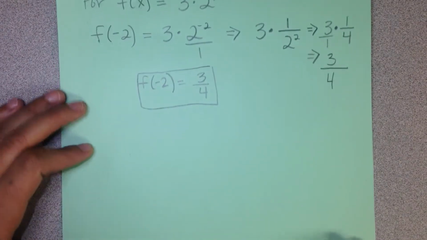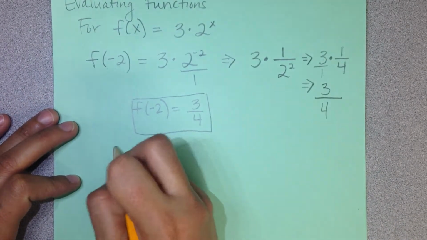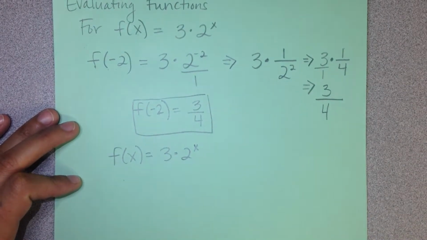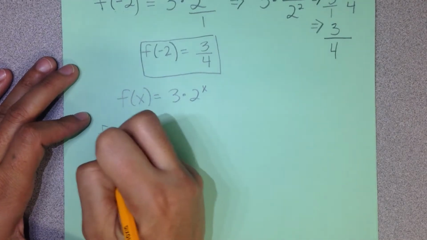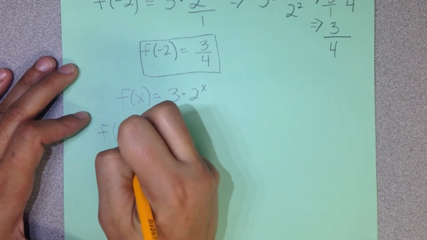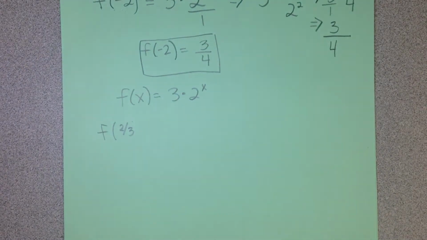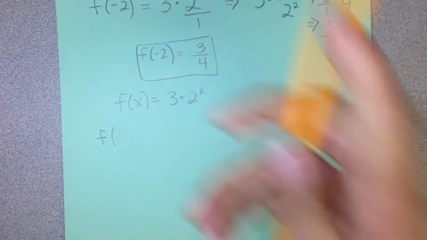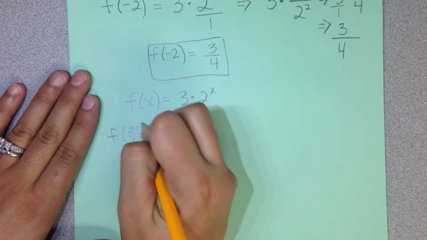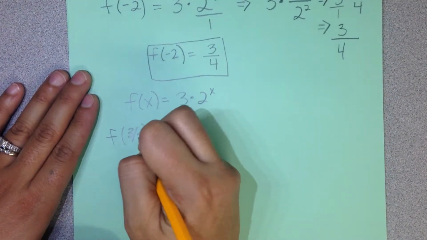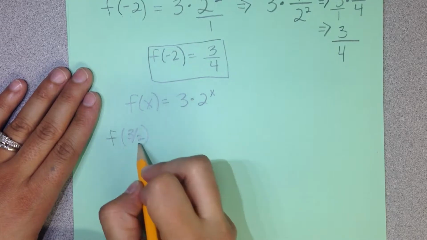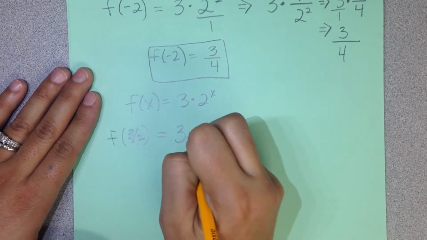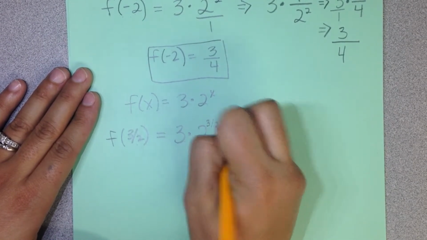Then we can also be given another type of problem. For the same function, f of x equals 3 times 2 to the x, let's evaluate it at f of, we'll say, 2/3. I'm sorry, 3/2. So we're going to say f of 3 over 2. So when, again, x turned to 3/2, we need to change our other x to 3/2. So that's going to be 3 times 2 to the 3/2 power.